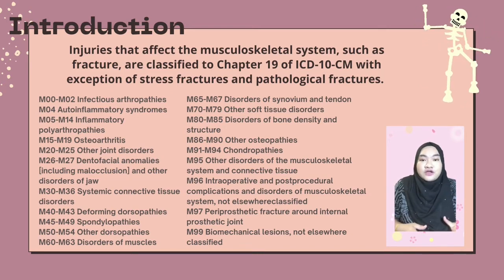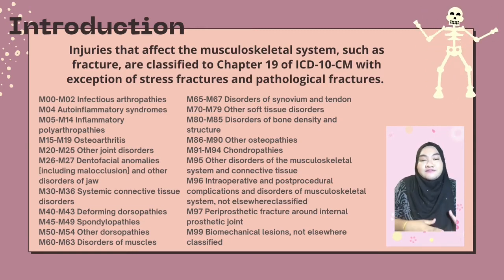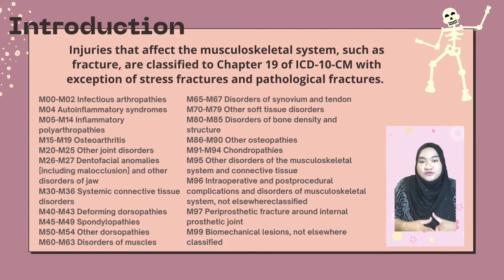Chapter 13 of ICD-10 is classified as musculoskeletal disorders, the conditions that occur as a disease process. Injuries that affect the musculoskeletal system, such as fracture, are classified to Chapter 19 of ICD-10, with the exception of stress fracture and pathological fracture. This chapter contains the following blocks of codes: M00 until M99.